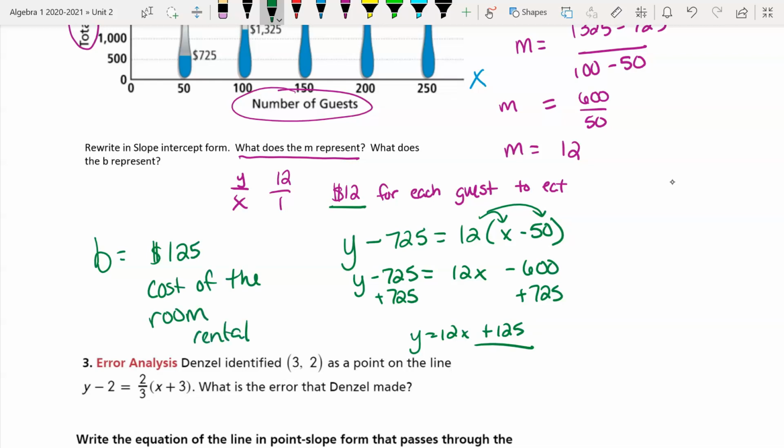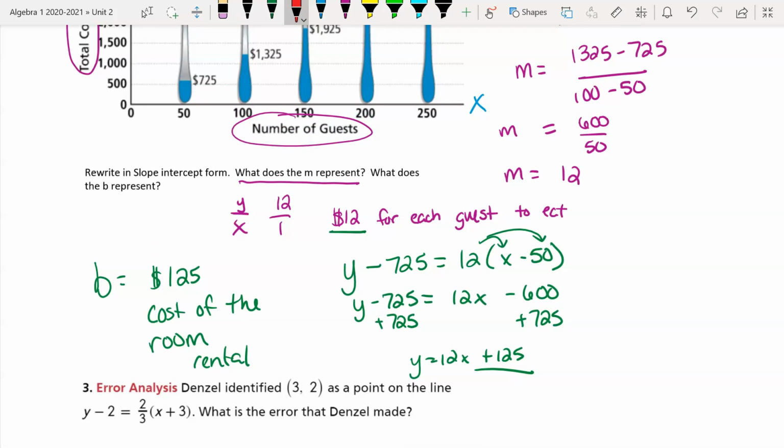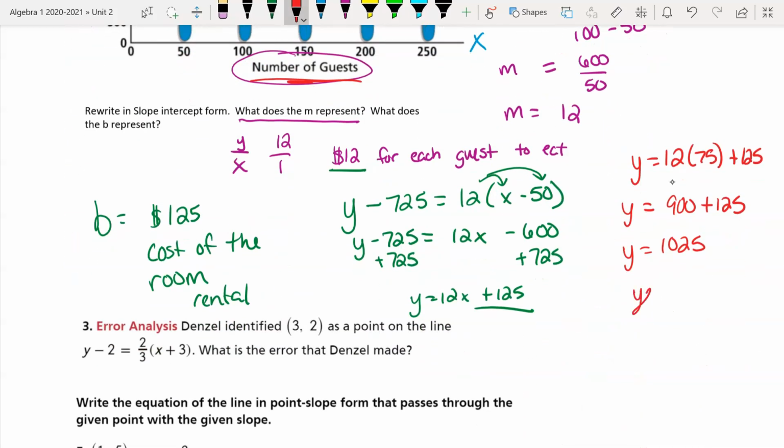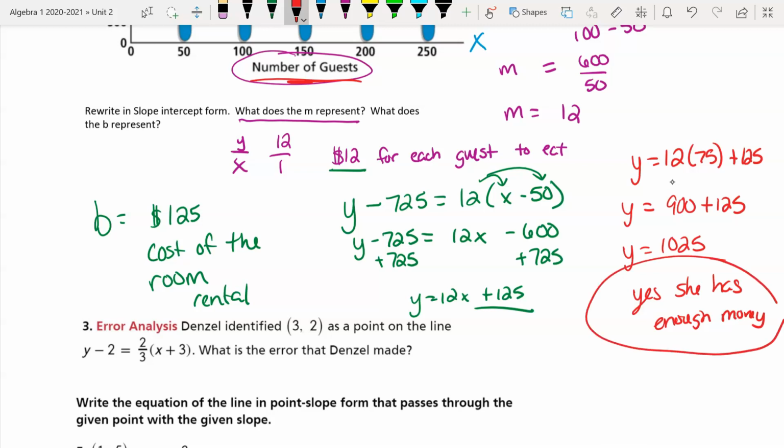So now she wants to know, does she have enough money for 75 guests? Well, 75 is going to be my x because guest is x. So let's plug it into our equation. 12 times 75 plus 125. It's 900 plus 125. I get the cost is $1,025. She has $1,200. So does she have enough money? The answer should be yes, she has enough money. Okay?